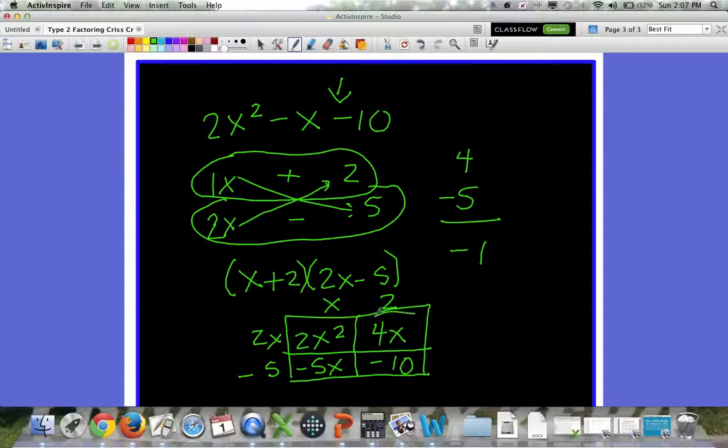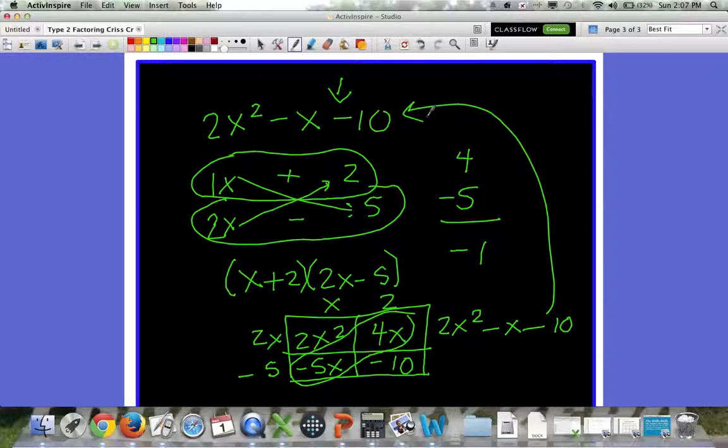All right, and look in the middle. And those are like terms, so you put them together. So when I'm finished, I have 2x squared. Negative 5 and a positive 4 make a negative x, and then negative 10. So if I did it right, this should be what I ended up with. And this is what I started with, so they are the same, so these are correct.